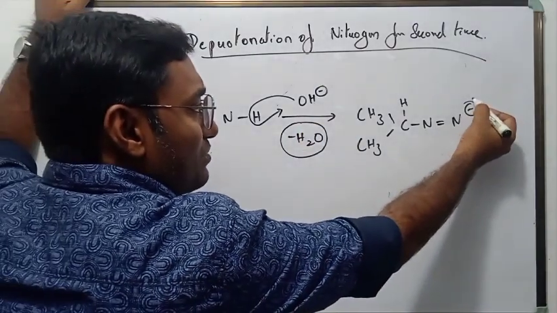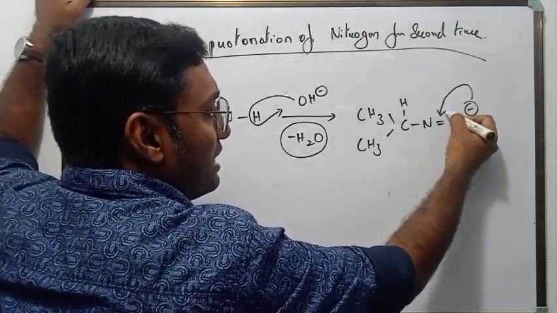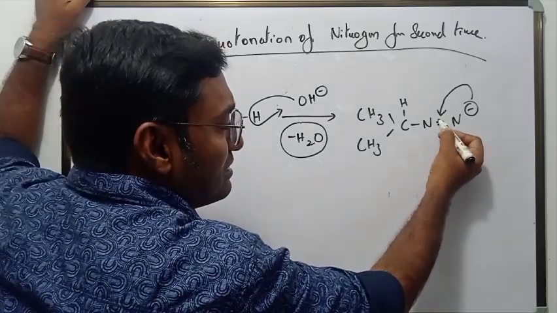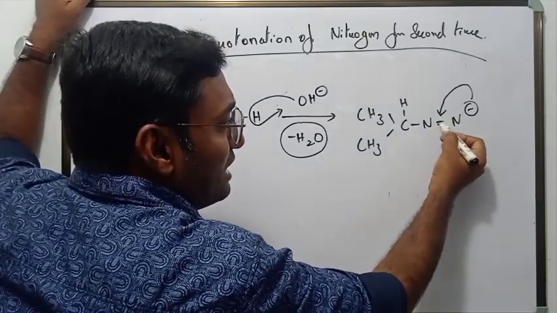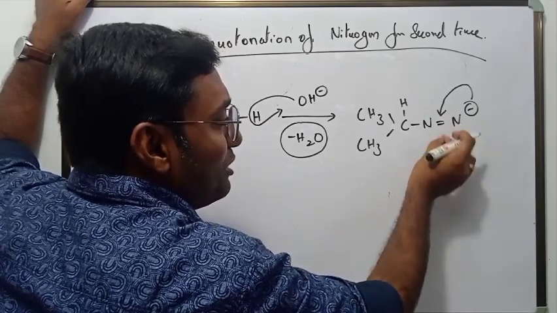Now this negative charge is not stable here. It would come as a bond pair. When it comes as a bond pair, this becomes N triple bond N. So N triple bond N means N2 as an entity.